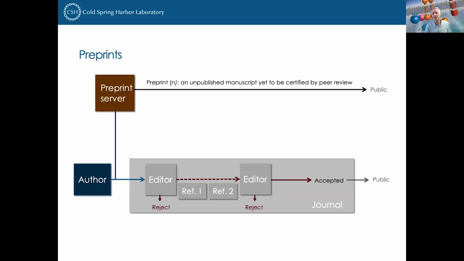And so the notion of a preprint is essentially that an author can share their work before this process happens. It doesn't preclude the journal publication, but it allows somebody to read the paper almost immediately. So what we mean by a preprint is essentially an unpublished manuscript that's yet to be certified by that peer review process, but doesn't preclude it.